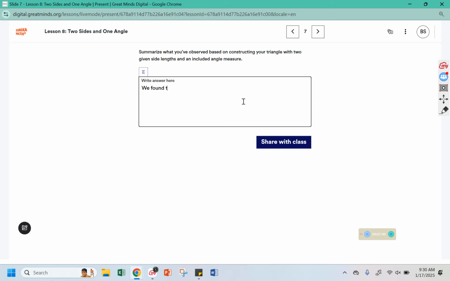We found that the triangles we made with the given side lengths, and this is the important part, included angles, or included angle because we only were given one, formed identical triangles.